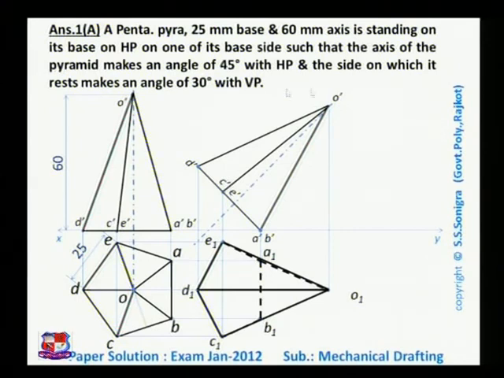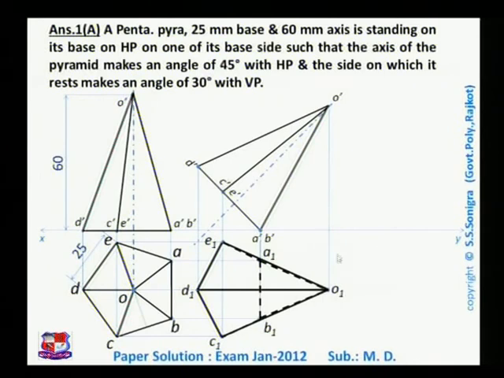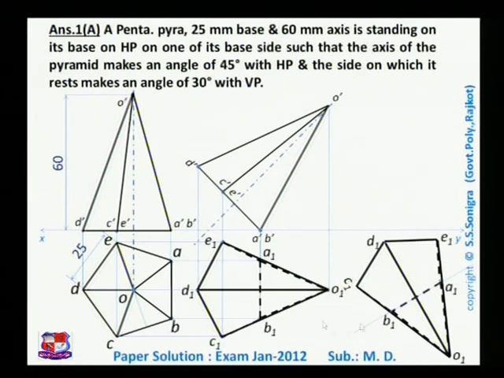Here it is given that this side makes an angle of 30 degree with the vertical plane. This angle is 30 degree. So for that we have to tilt this top view such that this side makes an angle of 30 degree with the XY line. So for that let me redraw this figure at an angle of 30 degree. Draw a line at an angle of 30 degree with the XY line and redraw this figure over here such that A1 B1 makes an angle of 30 degree with the XY line.